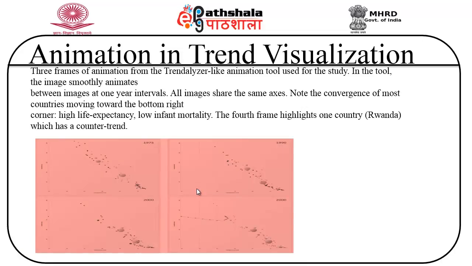These are frames of animation from the Trend Analyzer tool, which was used for the study. In the tool, the image smoothly animates between images at 1 year intervals. All images share the same axis. Note the convergence of most countries moving towards the bottom right-hand corner, over high life expectancy and low infant mortality. The fourth frame highlights one country which has a counter trend. Here we can see the difference between this country and the various other countries which move in the same manner.